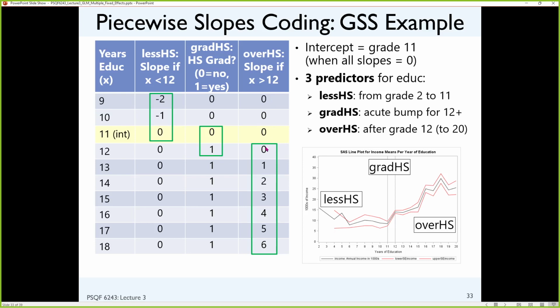Then the last variable picks up where the second one left off. So after 12, grade 13 is 1 more year than 12. Grade 14 is 2 more years than 12. So it's going to indicate the effect of 1 more year of education specifically within people who at least finished high school. So the first column operates for this section of the curve only. The second column takes the middle part, and the third column takes this part.